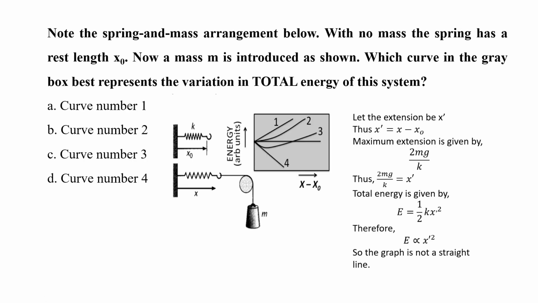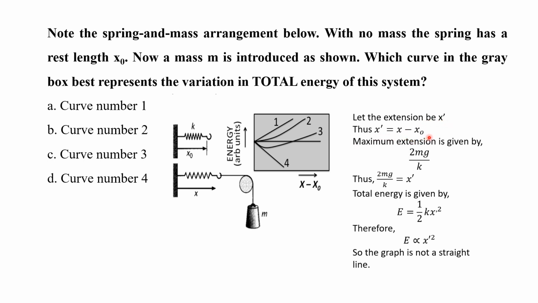Note the spring and mass arrangement below. With no mass, the spring has a rest length x0. Now a mass m is introduced as shown. Which curve in the gray box represents best the variation in total energy of the system? A. Curve number 1, B. Curve number 2, C. Curve number 3 or D. Curve number 4.